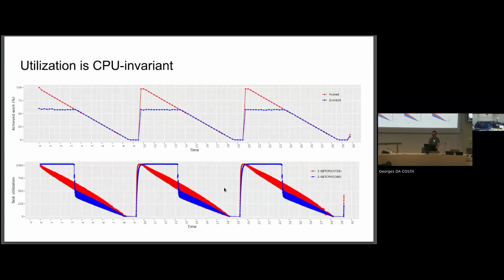This is how the utilization looks when we implement the capacity scaling of utilization. We see that previously we had the utilization over here, but now it is under here. So we scale it down too much, but at least now we see that there is a bigger overlap between the E core and the P core.